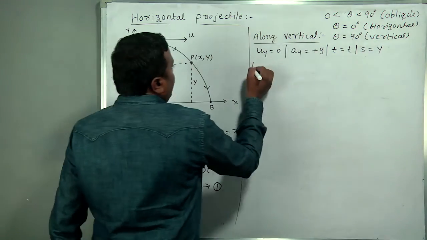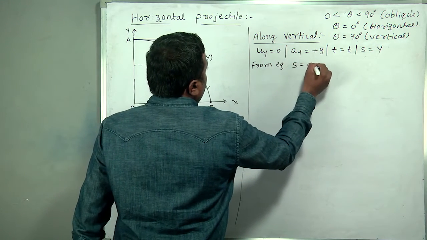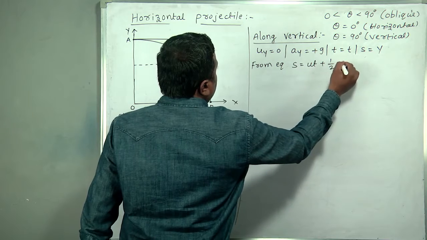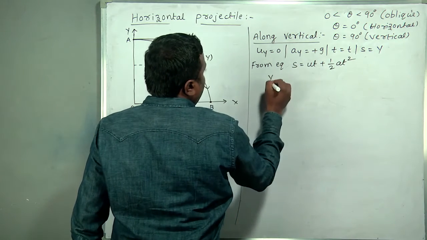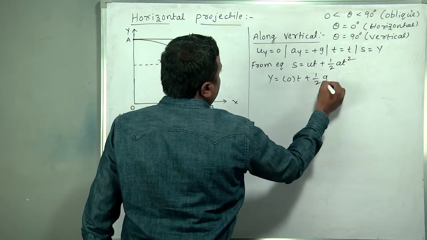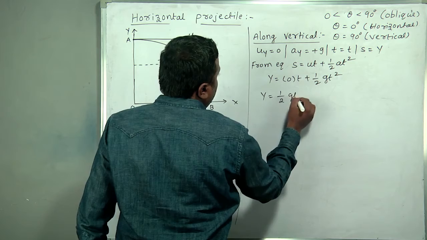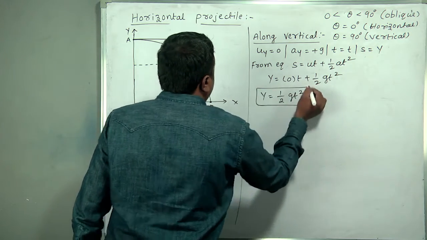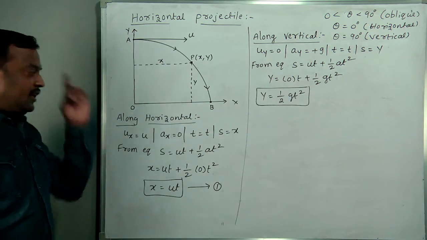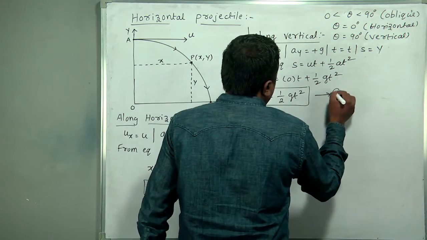Take the same equation from the equations of motion, S is equal to ut plus half at square. Here S is y, so y is equal to 0 into t plus half g t square. Therefore, the displacement after time t is half g t square. This is the vertical displacement after time t, and this is the horizontal displacement after time t.